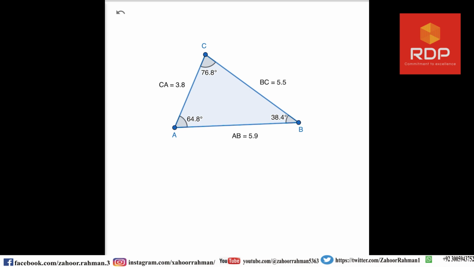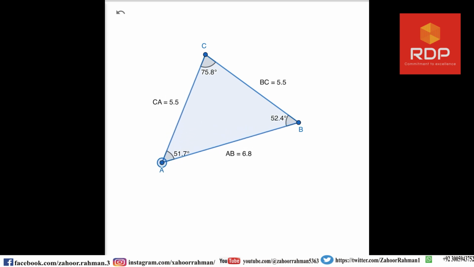Now, ladies and gentlemen, if we add the values of 64.8 plus 38.4 plus 76.8, we will get what? We will get 180.